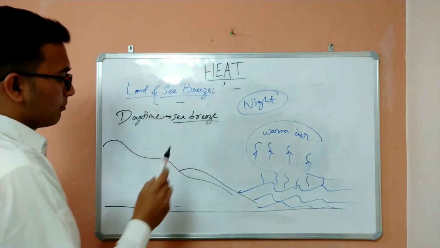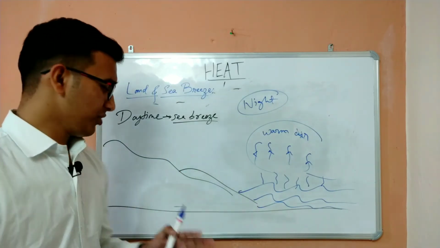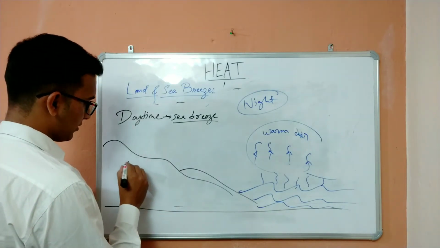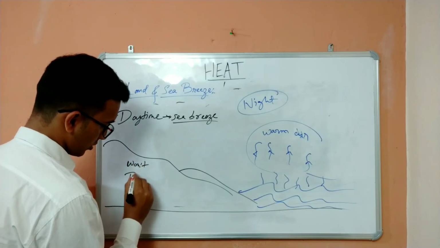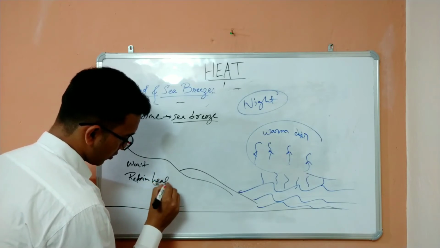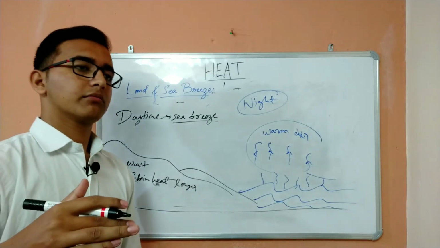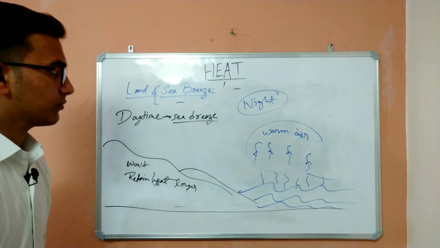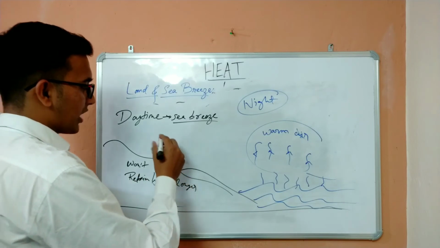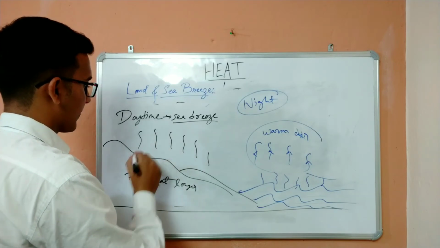But because land is solid, it has low heat capacity. Therefore, it won't retain heat longer. Soon when the daytime is gone, when night starts coming up, the land will start cooling down and the cold air will start settling.